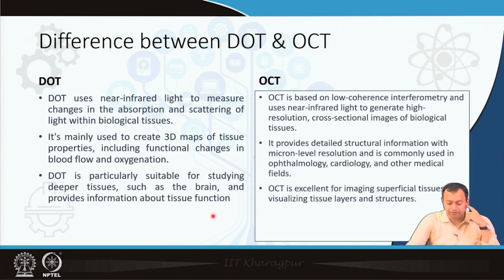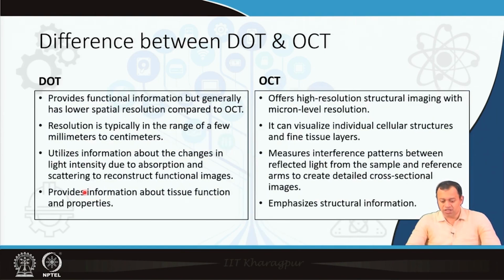OCT is excellent for imaging superficial tissues and visualizing tissue layers and structure. DOT is particularly suitable for studying deeper tissue. Both are similar techniques. OCT is mostly the top periphery, DOT is inside, but then you have seen in previous images that OCT is also giving you information from the depth of the tissue. So, for all intents and purposes, DOT is a type of OCT. Yeah, DOT is a type of OCT.